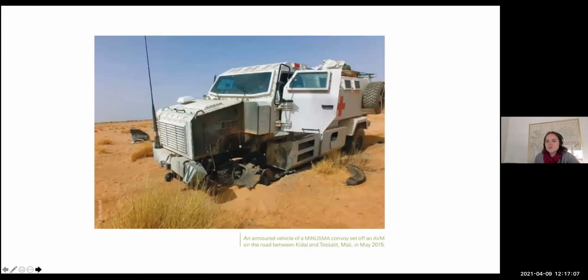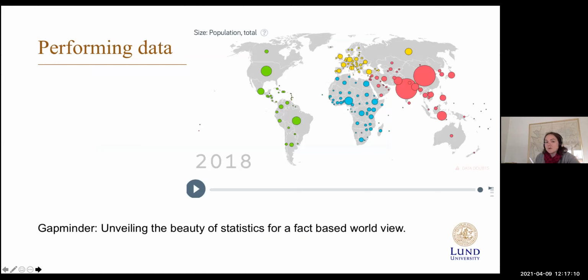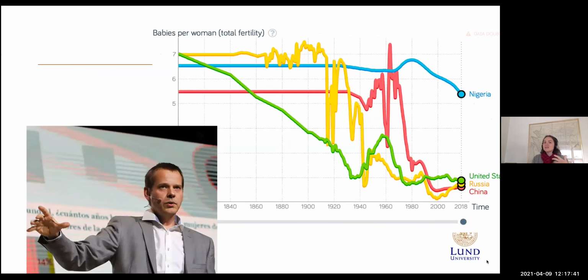And I think there are also questions around power and legitimacy. I'm going to talk about Gapminder just a little bit. Gapminder used to have this tagline, unveiling the beauty of statistics for a fact-based worldview. And I think it's really fitting how they use this term beauty, right? Because so much of Gapminder is about how data can be visualized, how data can be beautiful. On one hand, I think that's really great.